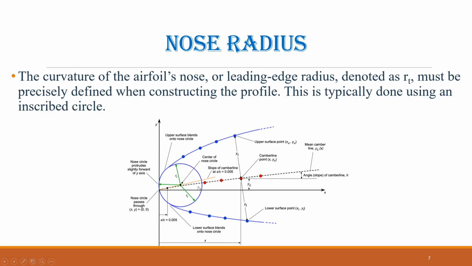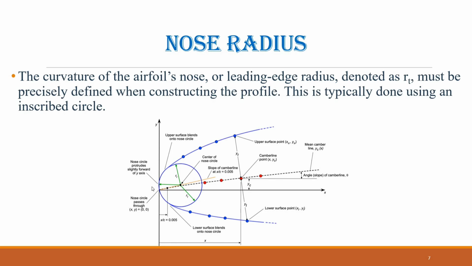One consequence of this construction method is that the leading edge of the airfoil may extend slightly beyond the y-axis. In practice, this small protrusion has negligible effect on aerodynamic performance and can generally be ignored. For symmetric airfoils, however, the center of the nose circle lies directly on the x-axis.